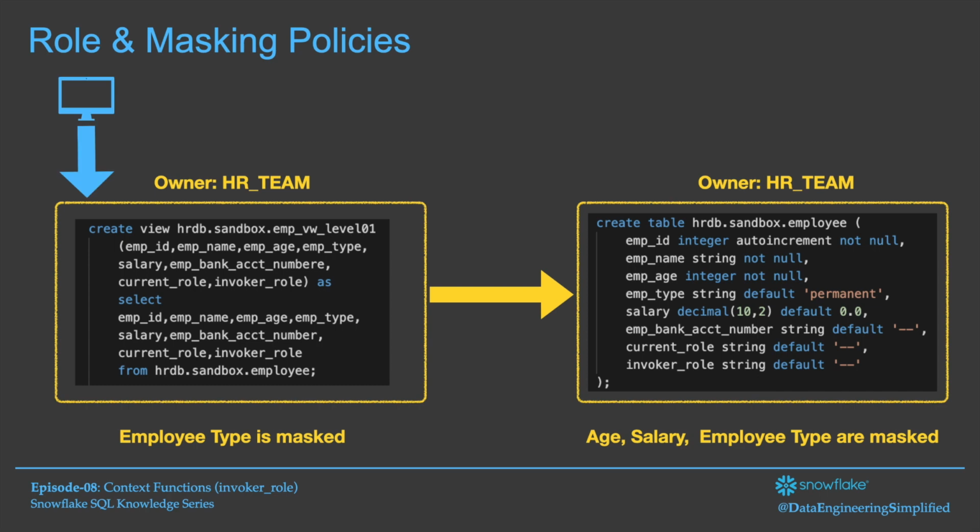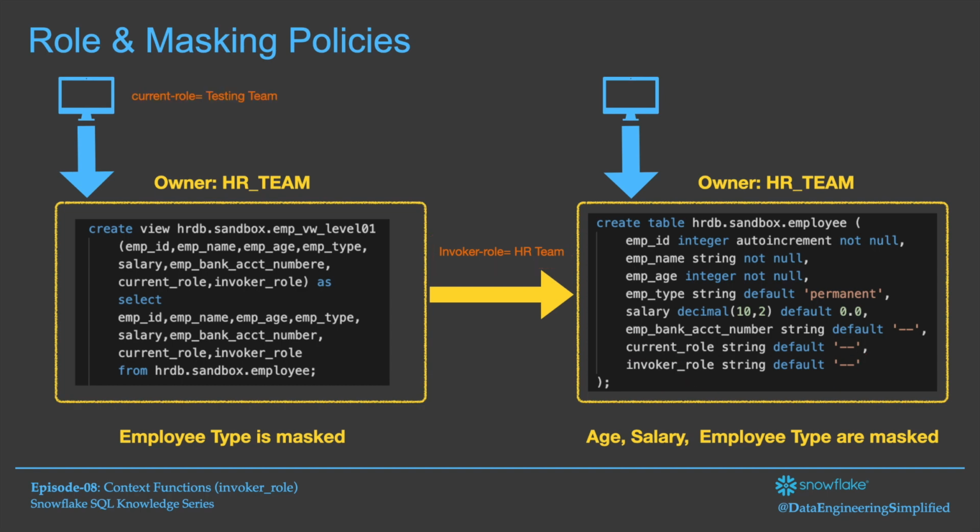If a user accesses a view and this view gets the data from the employee table, and if there is a masking policy applied, and if you invoke the invoker role function, the result of the invoker role depends on the matrix we have seen. If somebody accesses the employee table directly, in that case, the invoker role will be equal to the current role. So the value of the invoker role will be HR team if you are accessing the employee table through the view, because HR team is the owner.